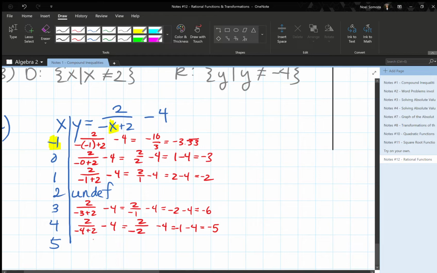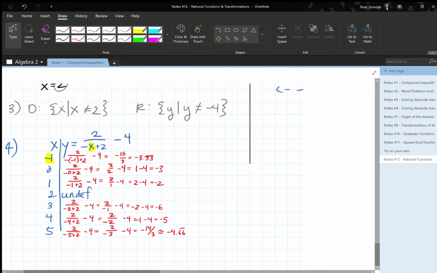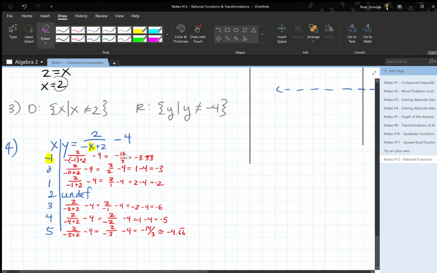And then we plug in 5, so 2 all over negative 5 plus 2 minus 4. That equals 2 all over negative 3 minus 4, which when we clean all that up is negative 14 over 3, which is approximately equal to negative 4.66, and it repeats. Okay, all right, so that's good enough. Let's clean that up. That should be a 10.